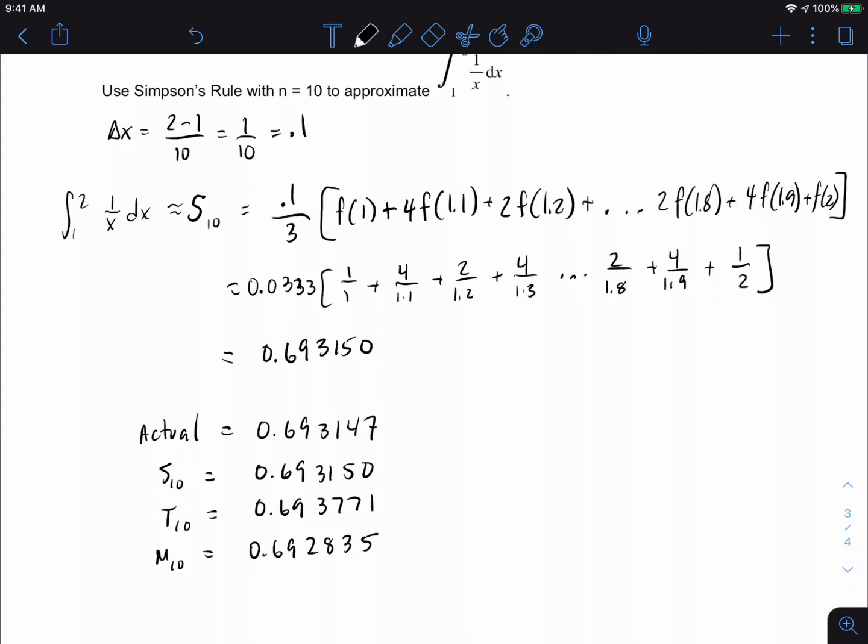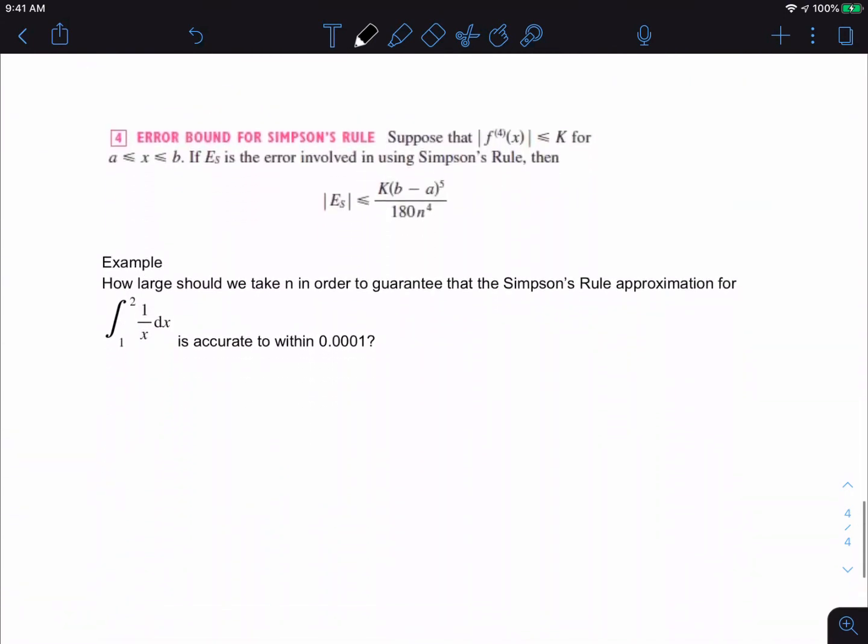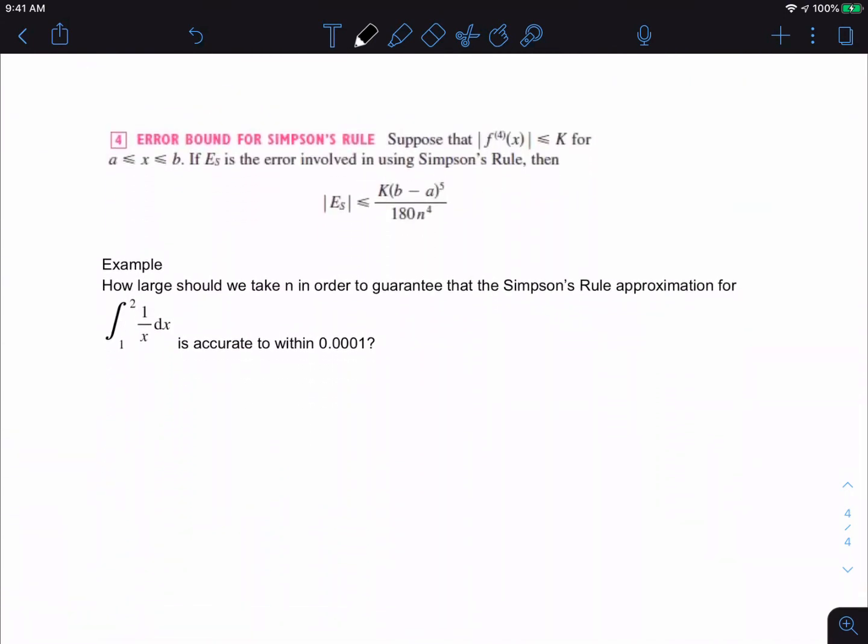Now, I showed you how to find error for the trapezoid. I showed you how to find error for midpoint. Now I'm going to show you how to find error for Simpson. And here it is. Now here it's much more complicated, right? Well, the numbers end up being simple, but it's K times a quantity, b minus a to the 5th power, divided by 180 n to the 4th.